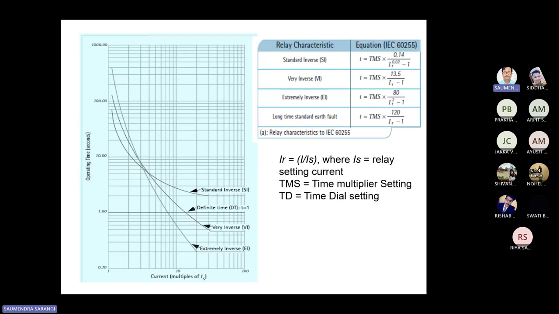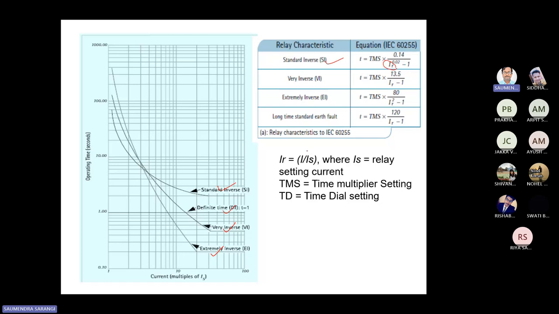Similarly, these are the different characteristics we have. You are observing that extremely inverse operates in a very short time. You may observe here that after very inverse, we have definite time, then standard inverse. The standard inverse characteristic is TMS into 0.14 divided by IR to the power 0.02 minus 1.